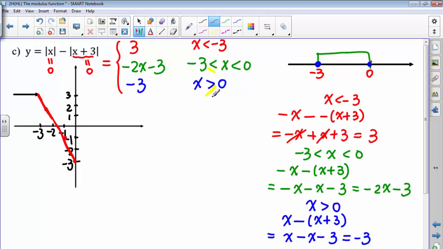So this is the graph for the second piece. And the last piece, which is x is greater than or equal to 0. So this one, the graph is a horizontal line again. Okay. So it looks like a Z shape. So this is the graph for this function.